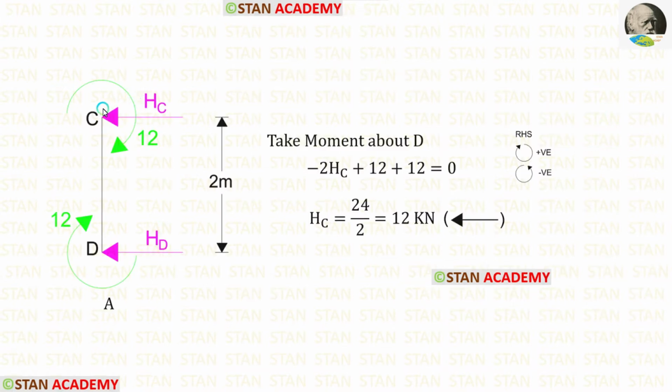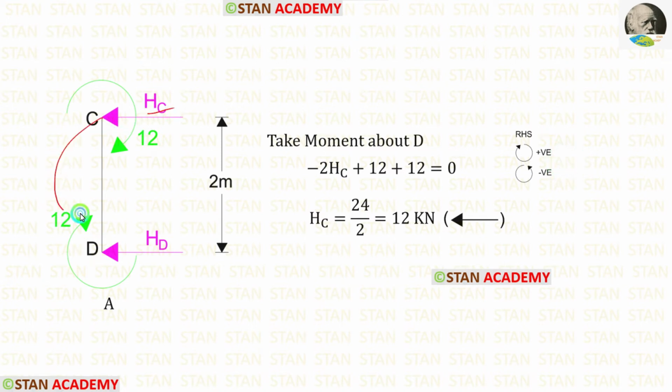Let us assume that HC is acting towards the left side. To find HC, let us take moment about D. In this case, we are moving towards right hand side. Clockwise will be positive and anti-clockwise will be negative.